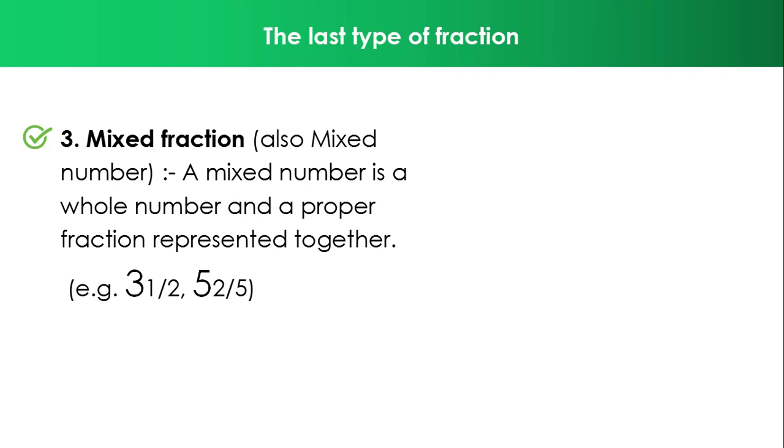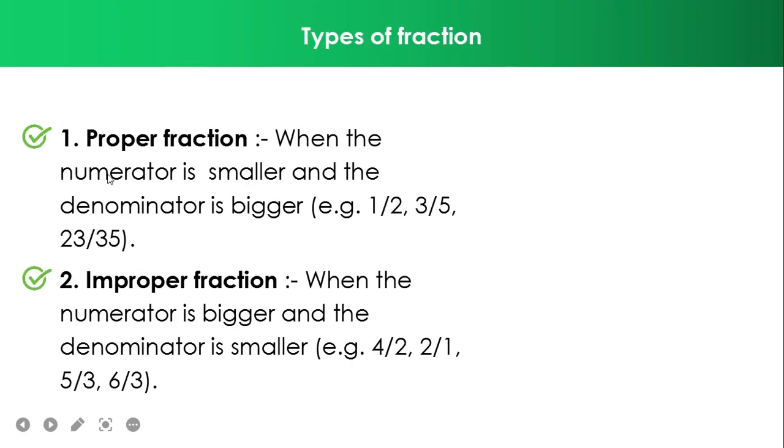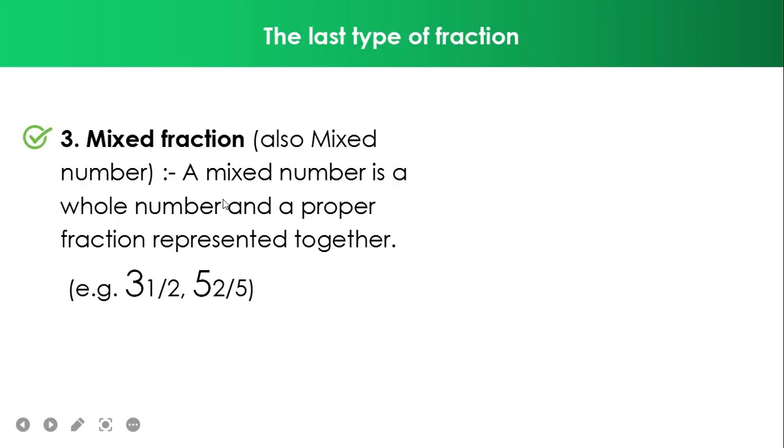And the last one, we have mixed fraction, which is sometimes also called mixed number. A mixed number is a whole number and a fraction represented together. So when we have a mixed number like this, we have 3 whole number. That means it has a whole number and we have a fraction. If you remember what I explained when I was explaining the proper fraction, we have 1 over 2, which means that the numerator is smaller and the denominator is bigger. Now in this mixed number, we now have a whole number, as I've explained.